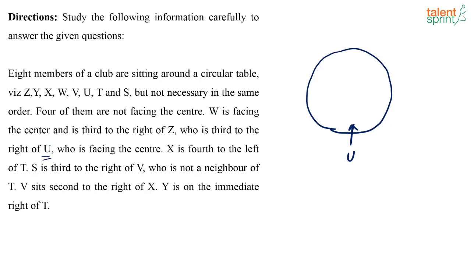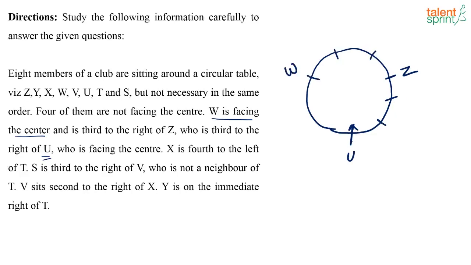So U is facing the center and it is given that Z is third to the right of U. So where is Z? 1, 2, 3. Third to the right of U is Z. Now next what are they saying? W is also facing the center and is third to the right of Z. Actually they have given the direction that W is also facing, but I have just started with U. So this is U, this is Z. Now where will W come? W is third to the right of Z. So either W has to be here, which is not possible because U is already here. So obviously where should W be?